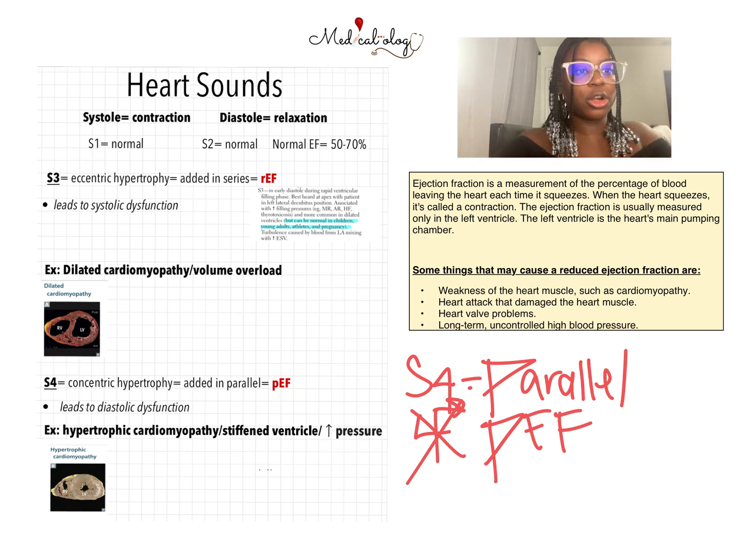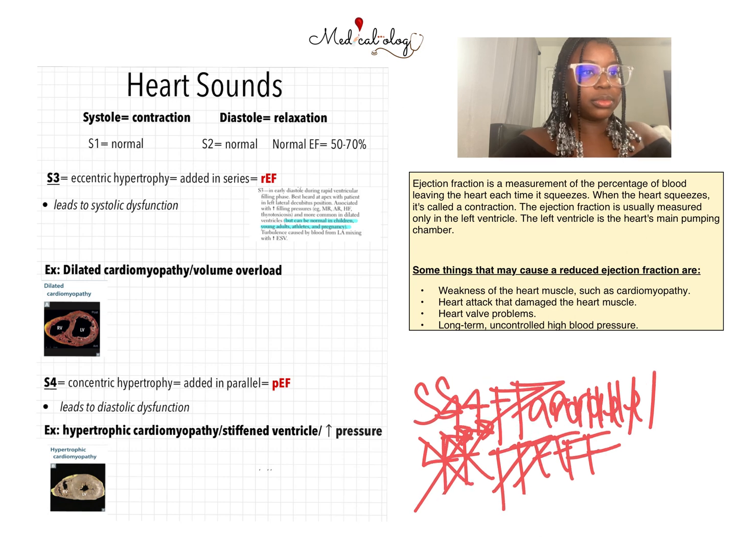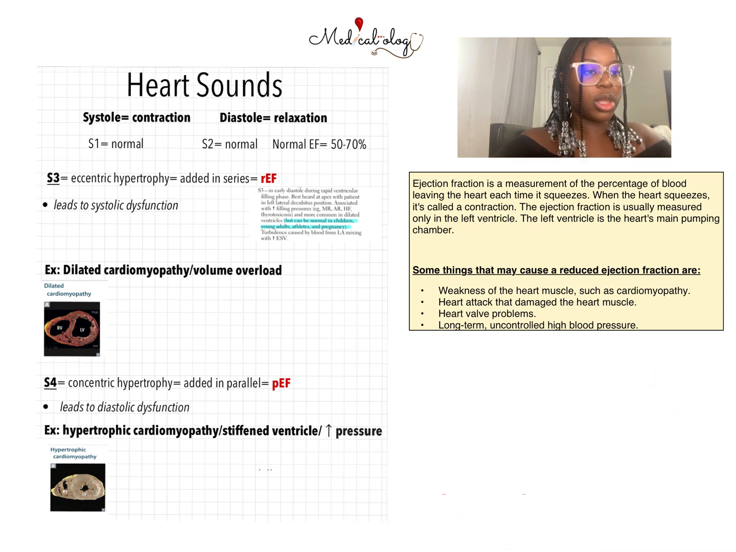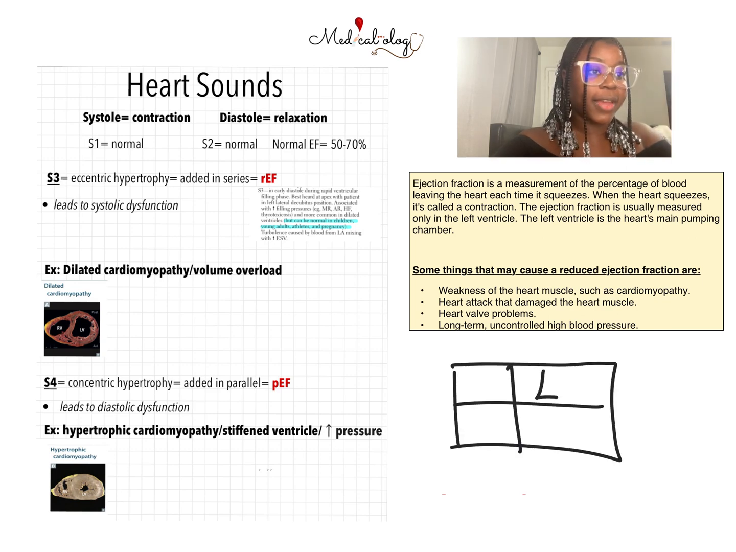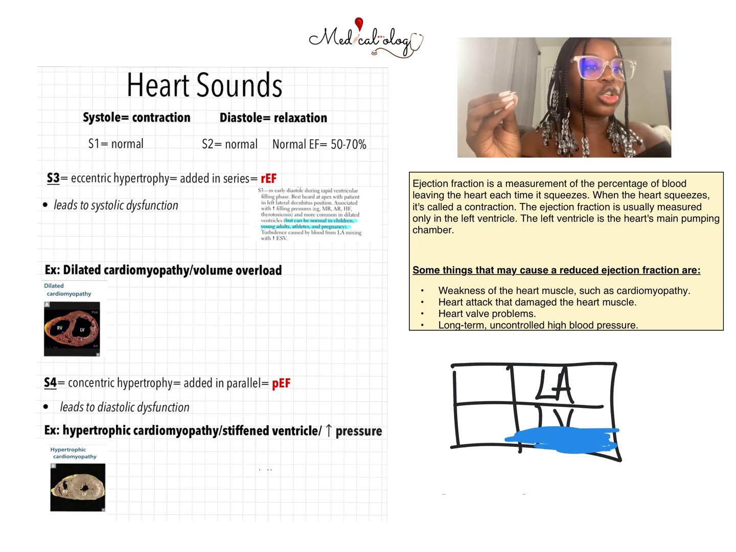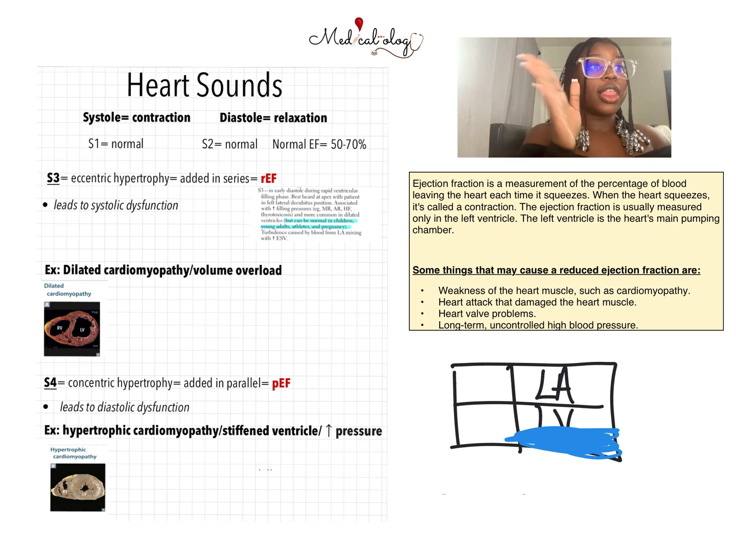So let me get this out of your way. So let's go back to our box, right? Our box, we're going to write in our left atrium and our left ventricle. What we said is that it is added in parallel. So parallel is this way, right? Parallel is this way. So this is making what? The left ventricle smaller, right? The left ventricle is smaller.